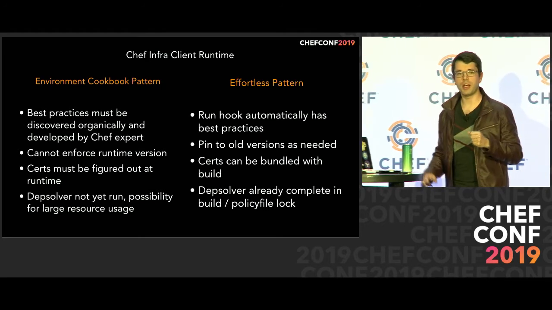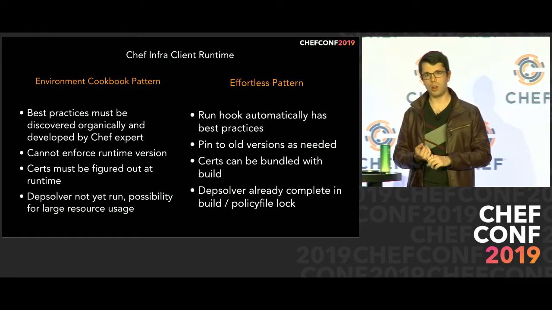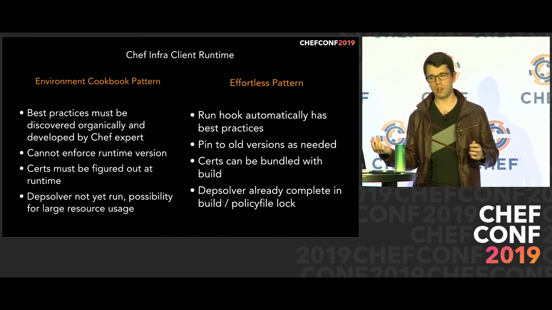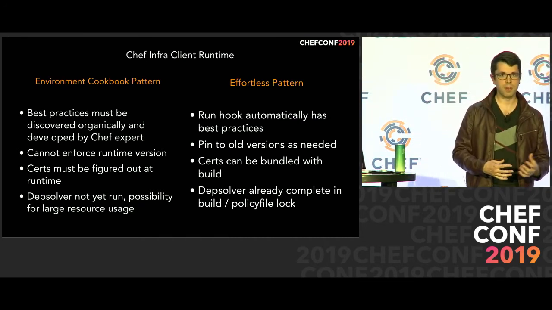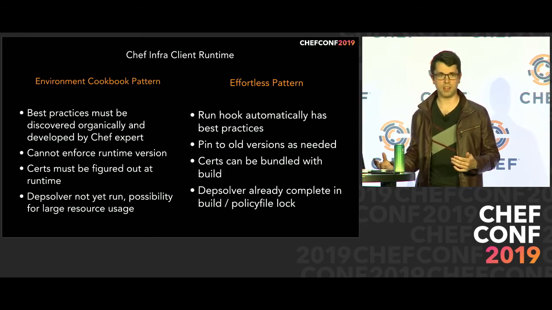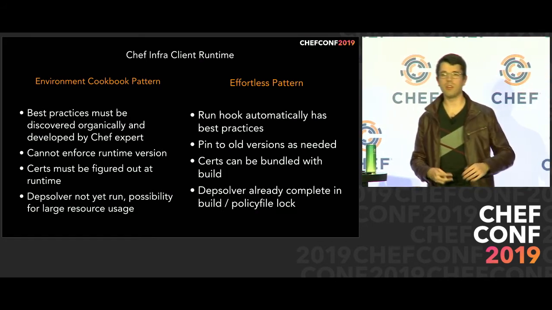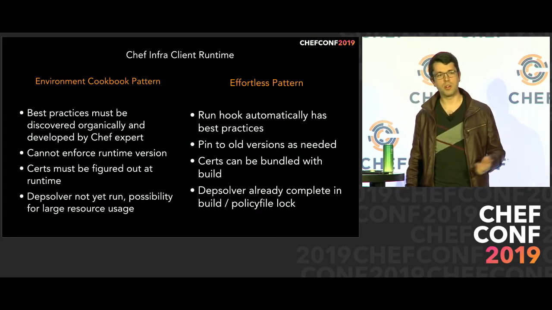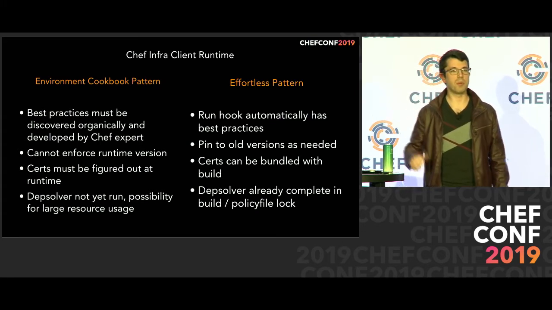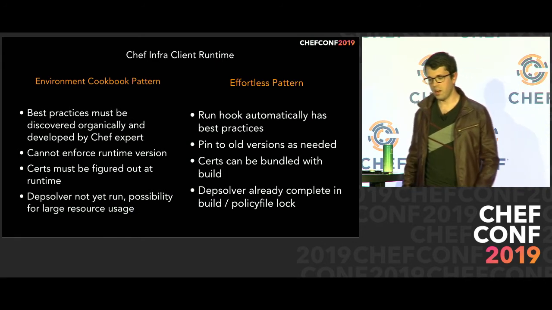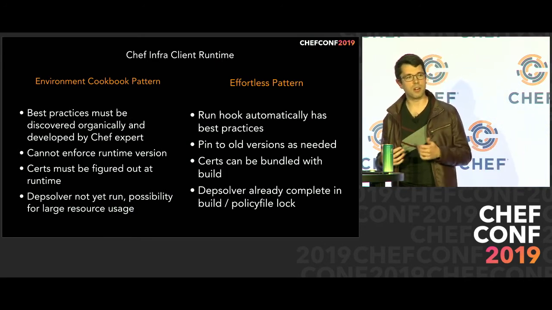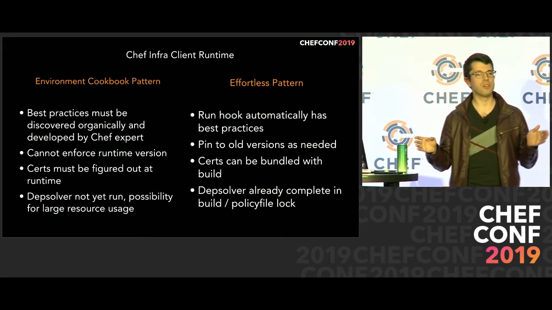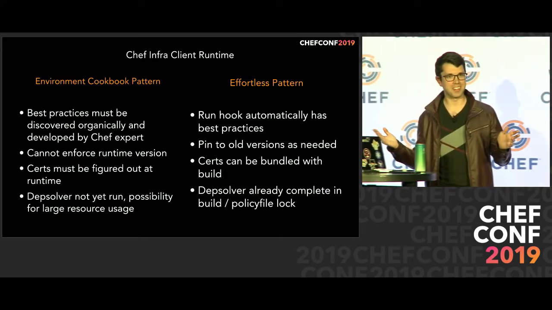So the Chef Infra client runtime. A lot of your best practices for the Chef Infra client need to be discovered, if you're using the environment cookbook pattern, a lot of times they need to be discovered organically. You might discover this through a community summit or on the community Slack or Discourse or someone else at your company who's a Chef expert. But it's really hard to get all of your cookbooks in what you believe is the good way of doing things, right?